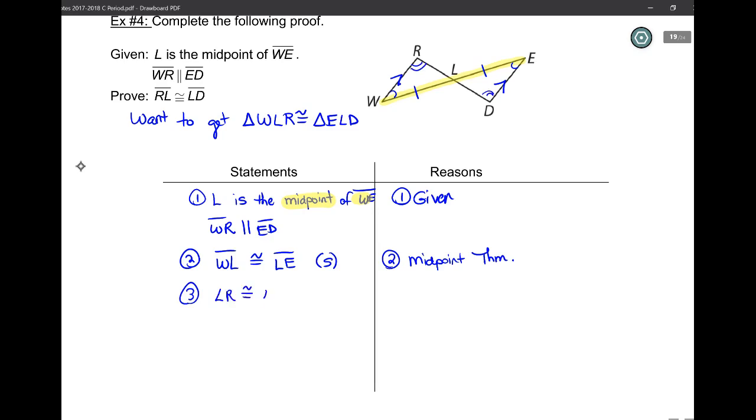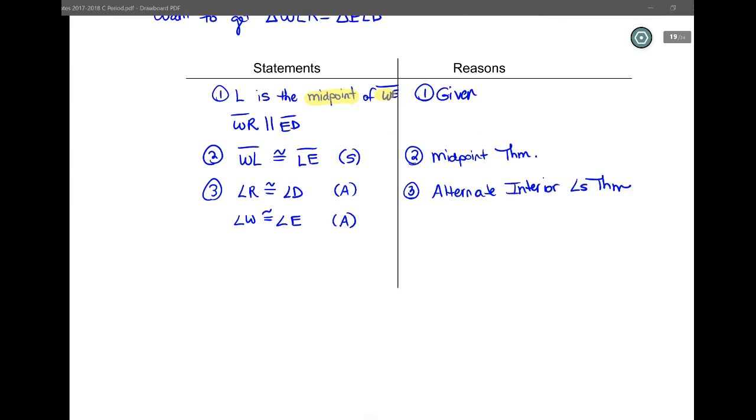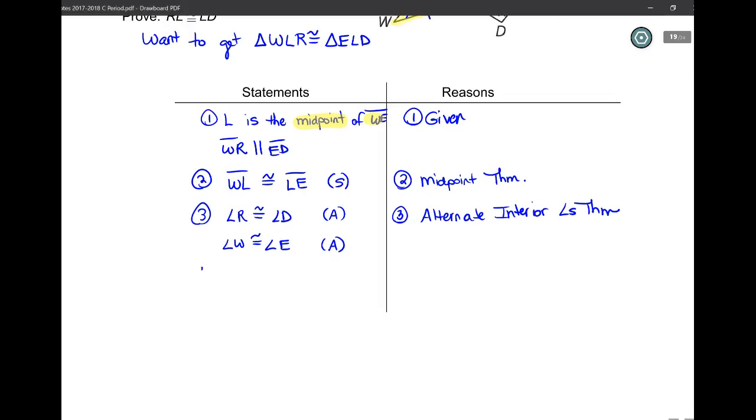So angle R is congruent to angle D, and angle W is congruent to angle E. And we said that's alternate interior angles theorem. And this gives us a pair of angles, another pair of angles, and so we have 1, 2, 3 pieces of information. We have enough to prove the two triangles are congruent. So I'm going to state triangle WLR is congruent to triangle ELD, and now we need a reason.